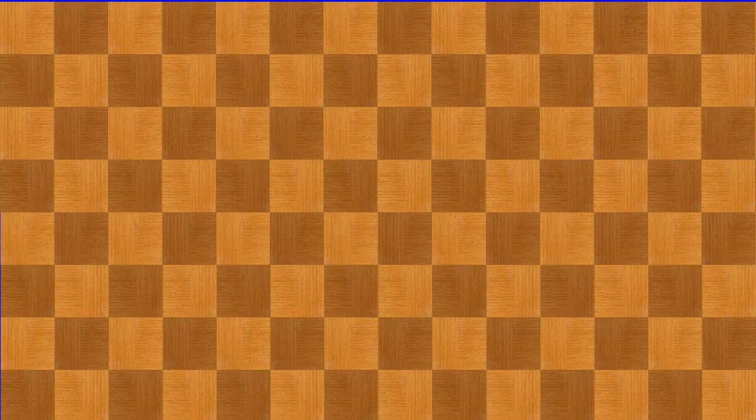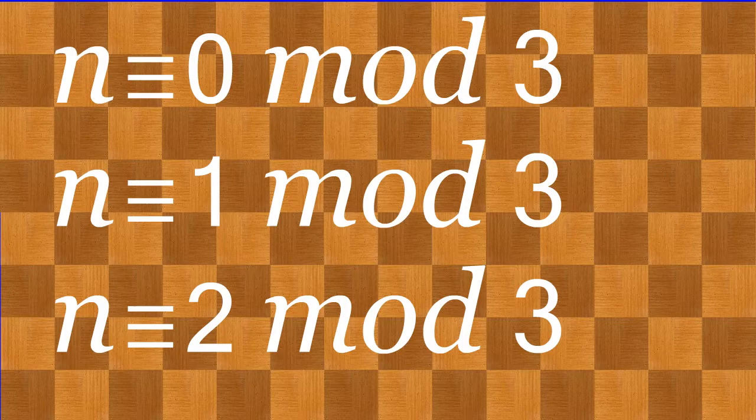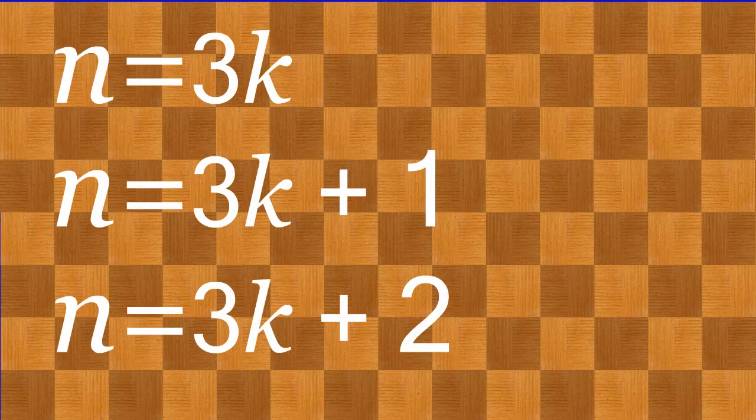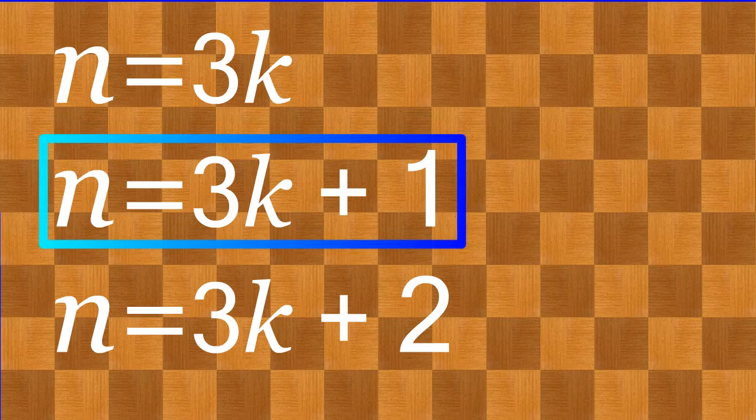This suggests that we should distinguish between the following three cases. The case where n is equivalent to 0, 1, and 2, respectively, modulo 3. Or equivalently where n is equal to 3k, to 3k plus 1, and to 3k plus 2, where k is a positive integer. First, let us look at the case where n is equal to 3k plus 1.